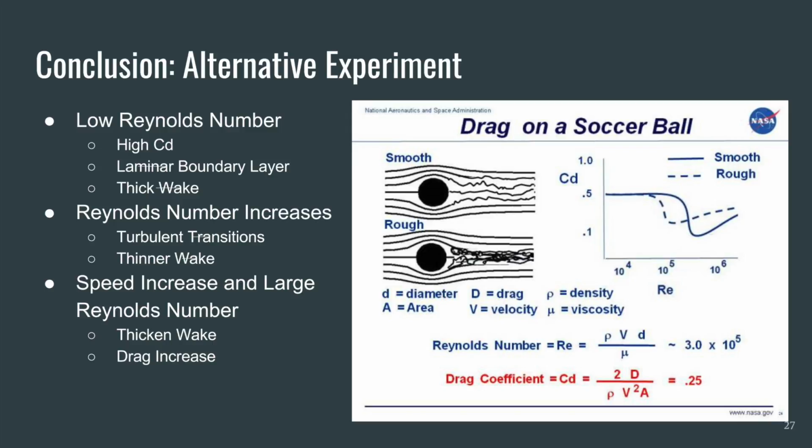As the flow separates, it creates a viscous wake behind the ball. A large wide wake generates a large amount of drag. A thin wake produces less drag. The thickness of the wake and the drag on the ball depends on the conditions in the boundary layer, which depends on the Reynolds number.